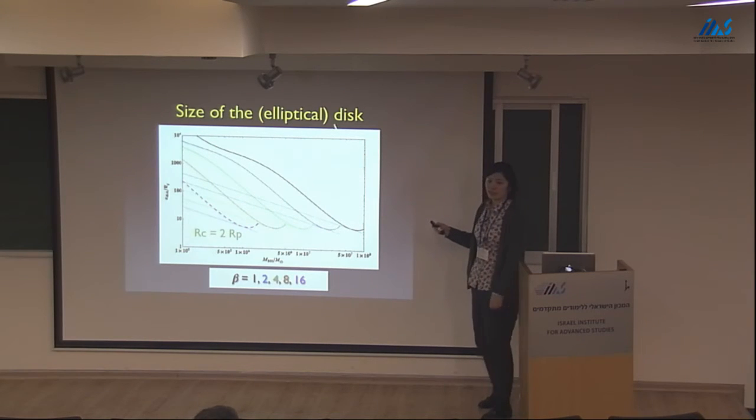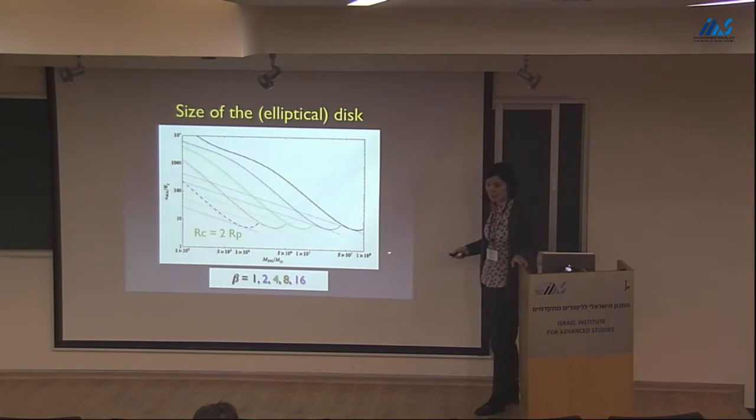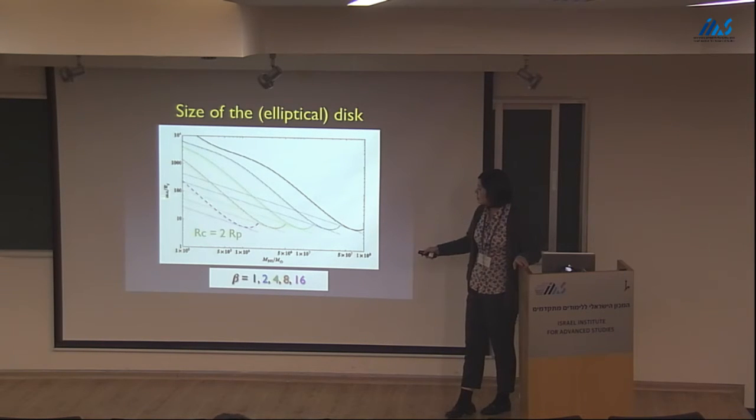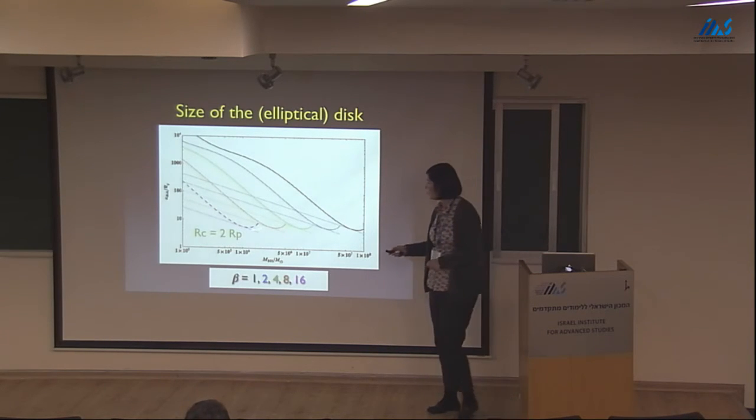Okay, so plotting the size of this elliptical disk, the y-axis is the size in gravitational units, the x-axis is the mass of the black hole, and similarly for different beta encounters. And actually, the size of the disk behaves rather similarly to the intersection radius. So the bigger beta is for the same black hole mass, the smaller the elliptical disk it forms.